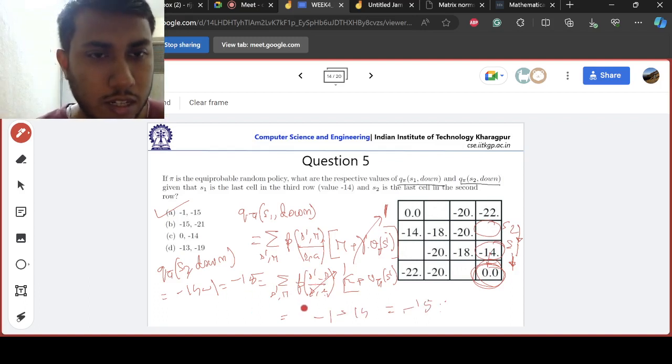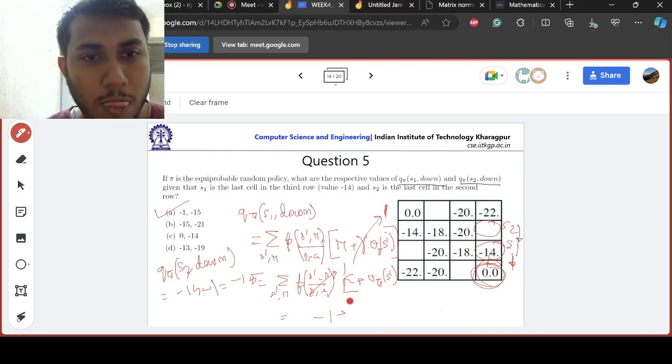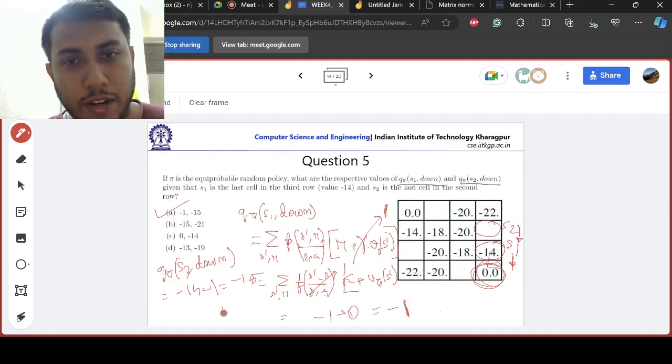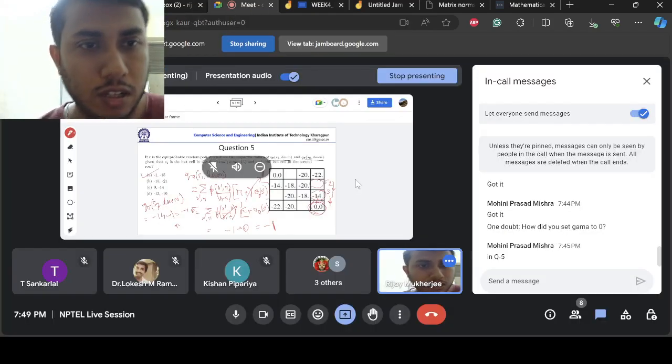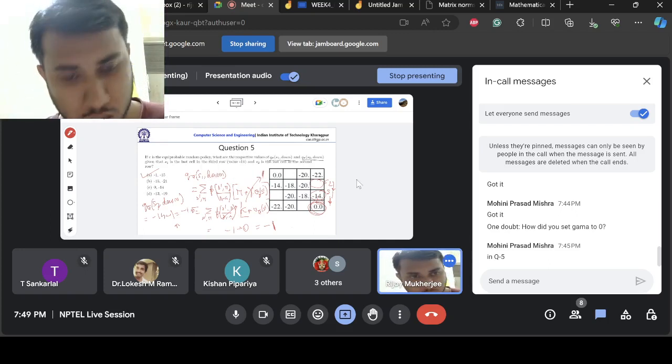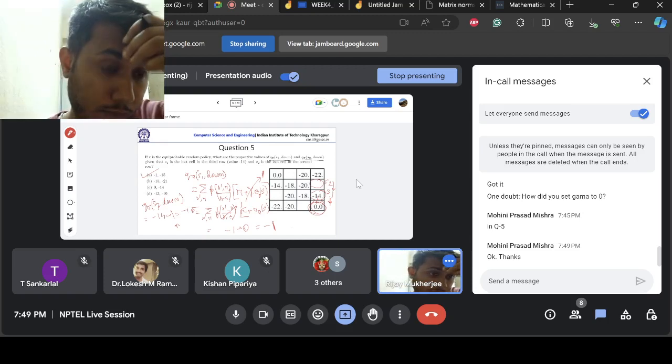And similarly here, in this case from 0 to 1 is 0. Minus 1, and similarly here. Now it's okay, right? Yeah.